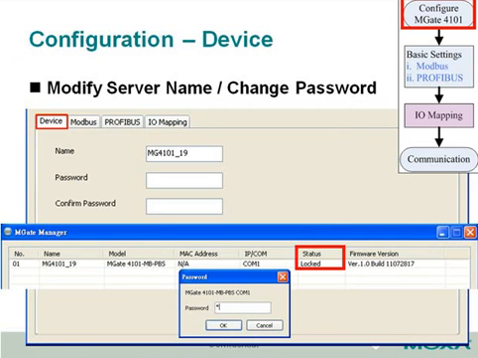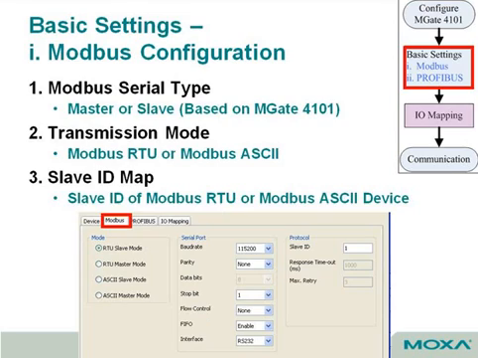The first step is to configure the general settings of MGate 4101, for example, device name and the password. And if you enable the password, you will have to enter the password before you can configure it. The next step is the Modbus configuration. I assume you know what serial types, transmission modes, and slave IDs are. If not, please study the course MGate MB 3000 series.